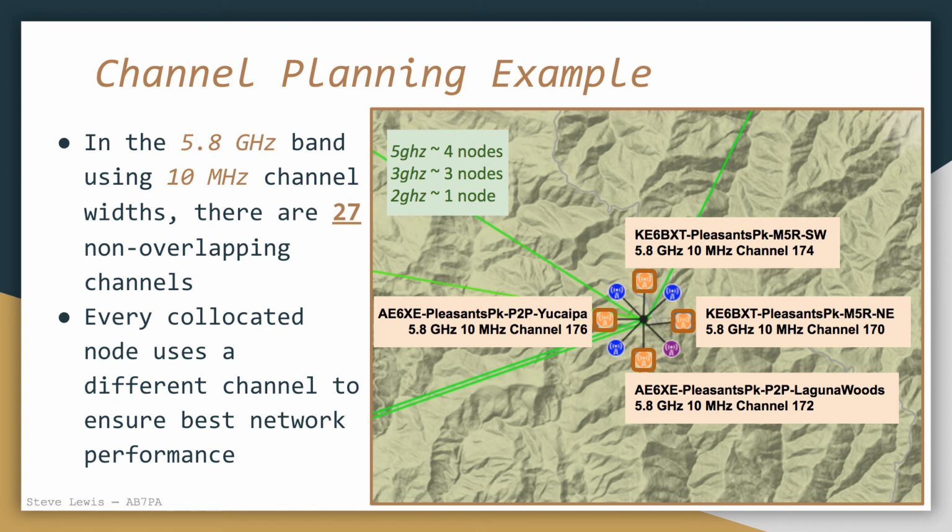If we use a 10 MHz channel width, which seems to have the best overall performance characteristics, then we could use every other channel and still have adequate separation between the adjacent channels. A good rule of thumb in the 5 cm band is to use only the even-numbered channels, each having a 10 MHz channel width. This gives you 27 non-overlapping channels that can be assigned as needed. At this particular site, the coordinators have selected channels 170, 172, 174, and 176.